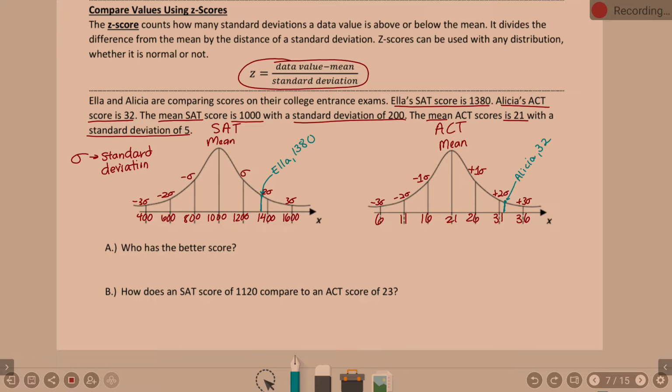So if we look at Ella's z-score, data value means the number in question. What was Ella's score? Ella's score was 1380. 1380 minus the mean. What is the mean for her? 1000. 1000, divided by the standard deviation, which for hers was 200. What is 1380 minus 1000, then hit equals and divide by 200?